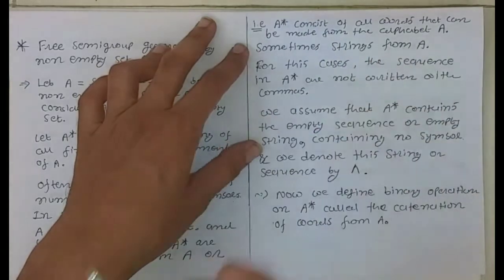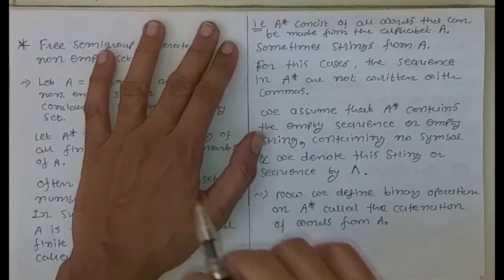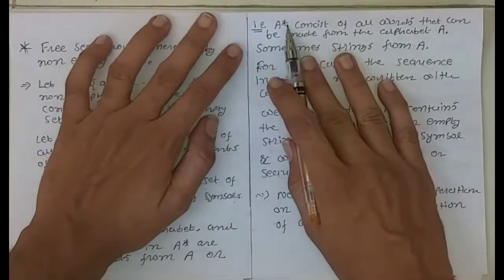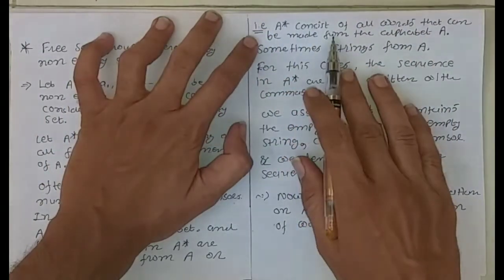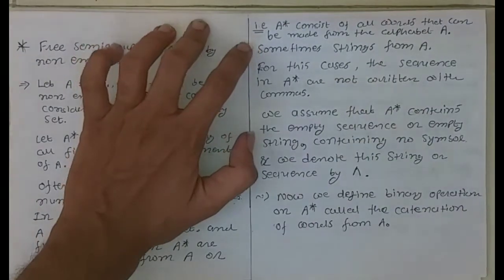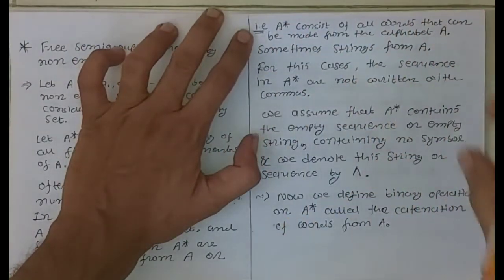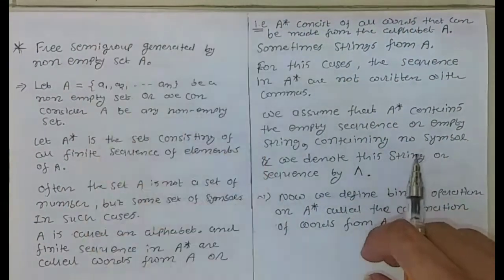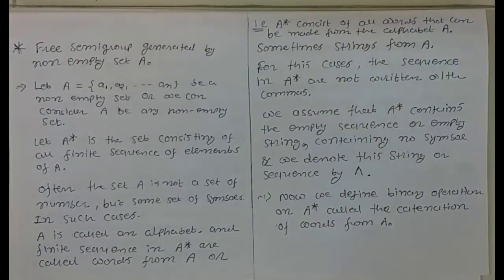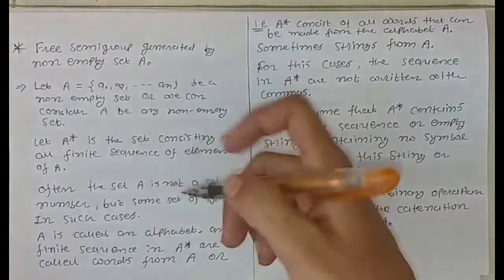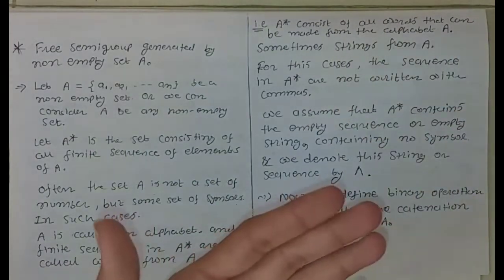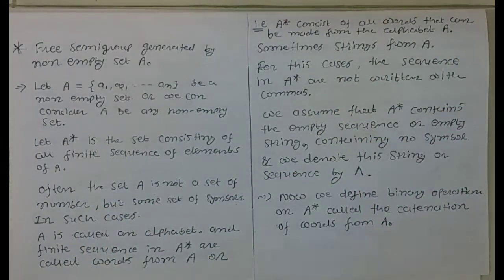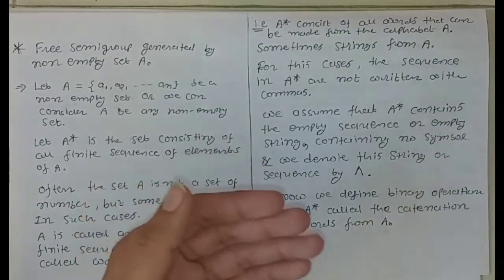Now A star consists of all words that can be made from the alphabet A. What is A star? It is the set consisting of all finite sequences. So here we have considered A as an alphabet, and A star consists of all words that can be made from the alphabet A.